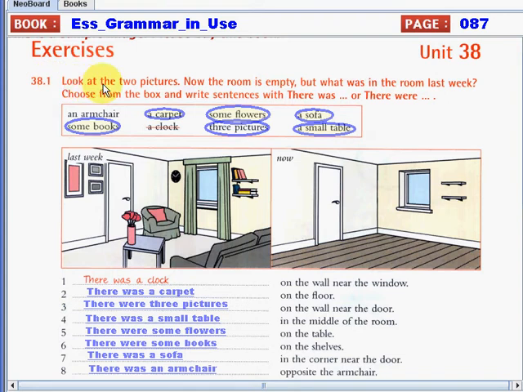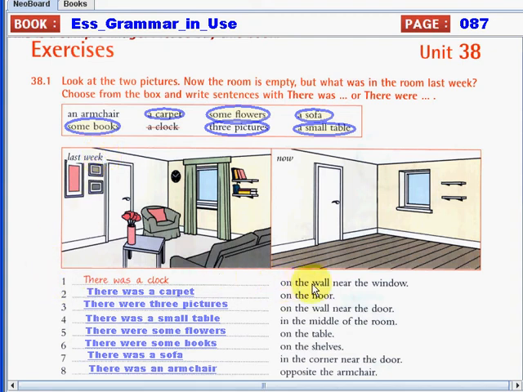38.1. Look at the two pictures. Now the room is empty. But what was in the room last week? Choose from the box and write sentences with there was or there were. Okay, so let's start. Let's look at the first picture here and the second picture. There is a word now in this picture and last week in the first picture. So let's start with number 1.